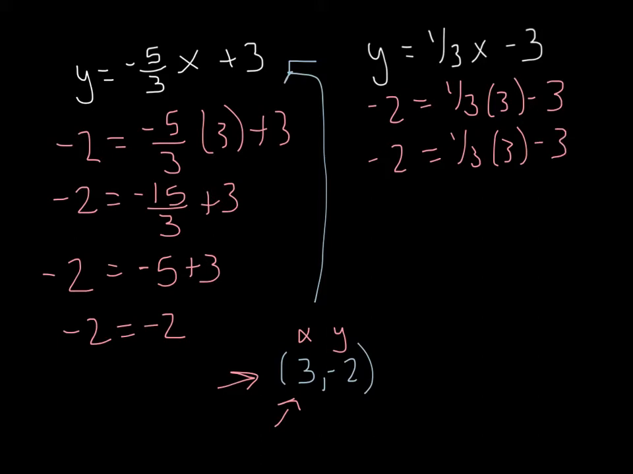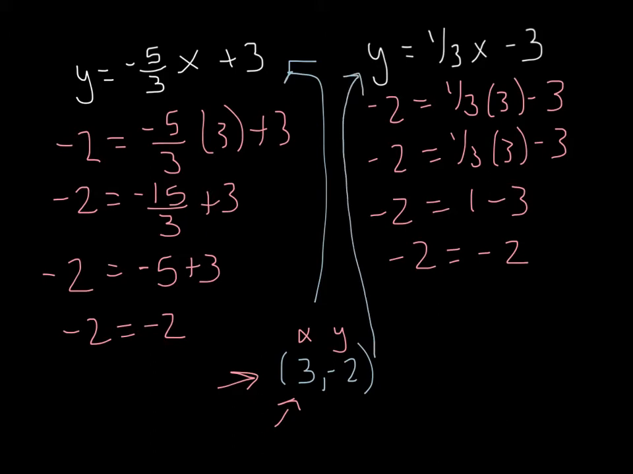Oh, I didn't even do anything on that step, my mistake. Negative 2 equals 1 minus 3, because a third times 3 is 1. And so we get the statement negative 2 equals negative 2. So, my goodness, this also works for this equation. So it is a solution. It is the spot in two-dimensional space that's going to satisfy both equations. And we found it by looking at where the two lines intersected.